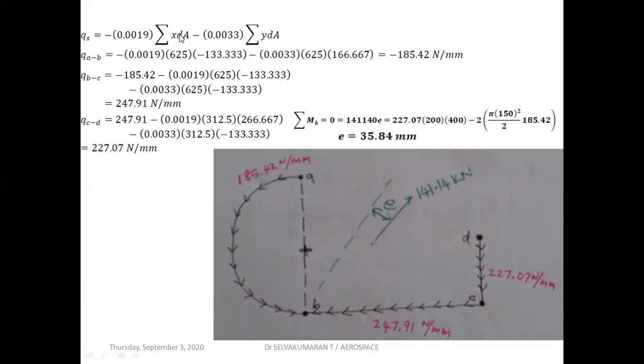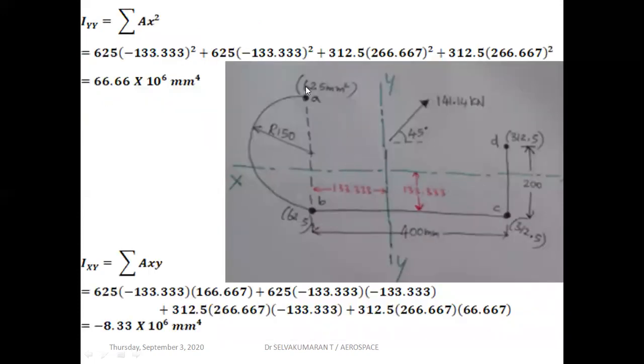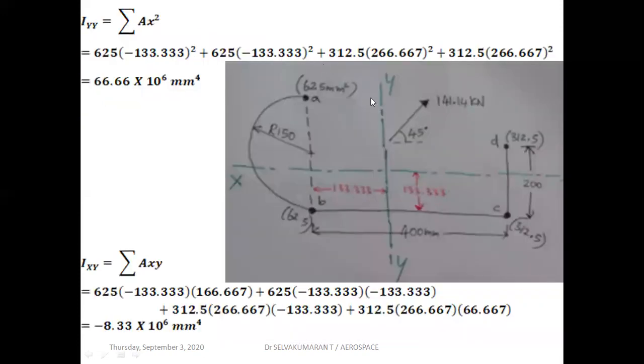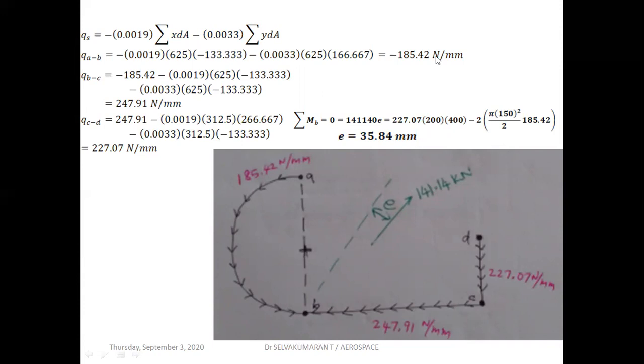X is the horizontal distance of stringer A from the centroid, and y is the vertical distance from the centroid to stringer A. dA is the area of stringer A. So 625 into x distance into y distance. You can see here minus 0.0019 into area 625 into x distance, minus 0.0033 into y distance, 166.667 into area 625. So this is the y distance and this is the x distance. You get minus 185.42 Newton per millimeter.